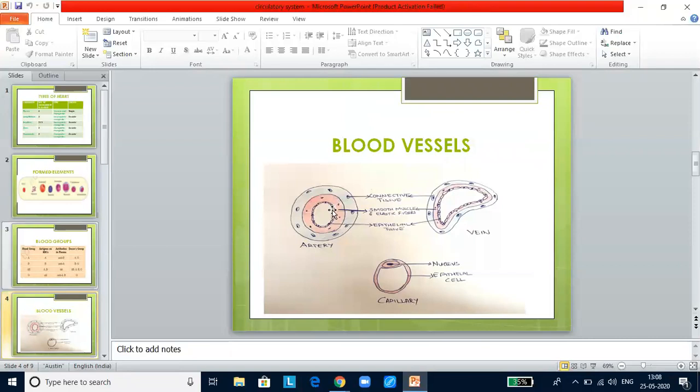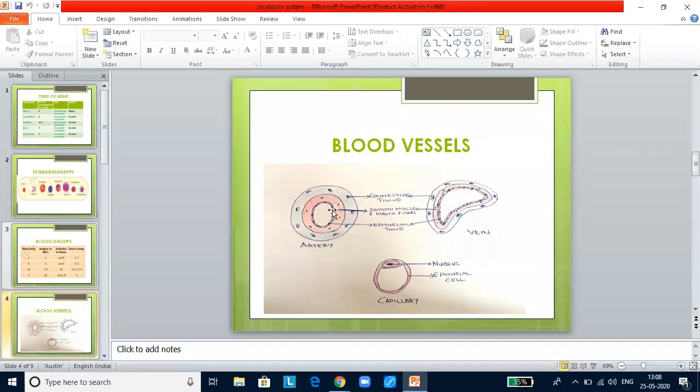Now if you look at the veins, they are thin walled blood vessels. They carry blood away from various body parts to the heart. They are superficial in position and have valves in them to prevent the backflow of blood. The blood flows at low pressure with slow speed. They carry deoxygenated blood except the pulmonary vein, which carries oxygenated blood from the lungs to the heart.